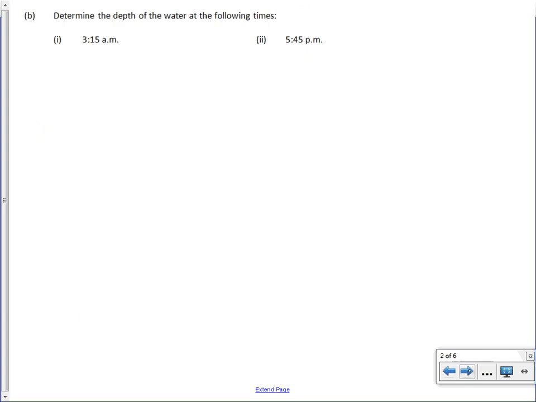Okay, let's do the step 2. Determine the depth of the water at these times. 3:15 a.m., 5:45 p.m. So if I want to use the model with 3:15 a.m., am I putting 3.15? Is that right? This is clock time. I need to turn it into time after midnight. How many hours after midnight is 3:15 a.m.? 3 hours and 15 minutes. How much of an hour is 15 minutes? A quarter of an hour. So 3.25 hours after midnight.